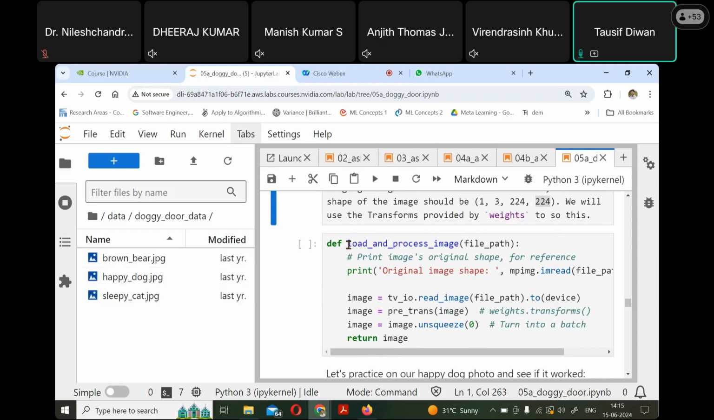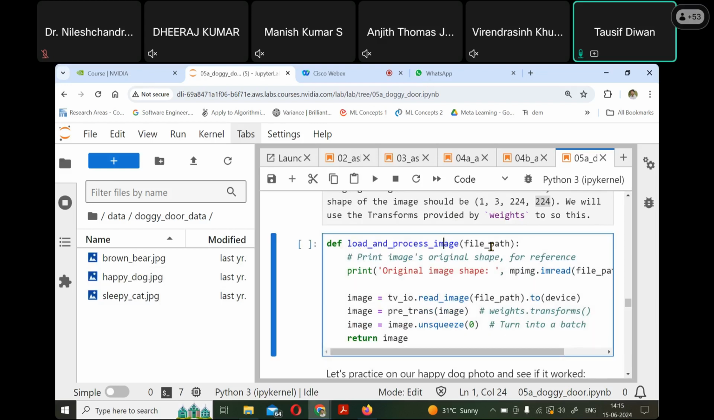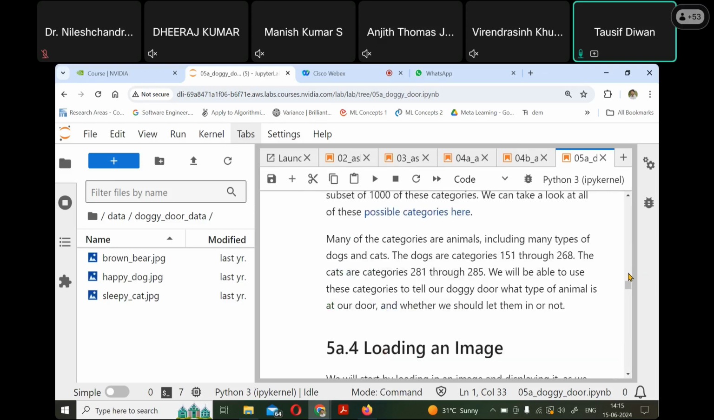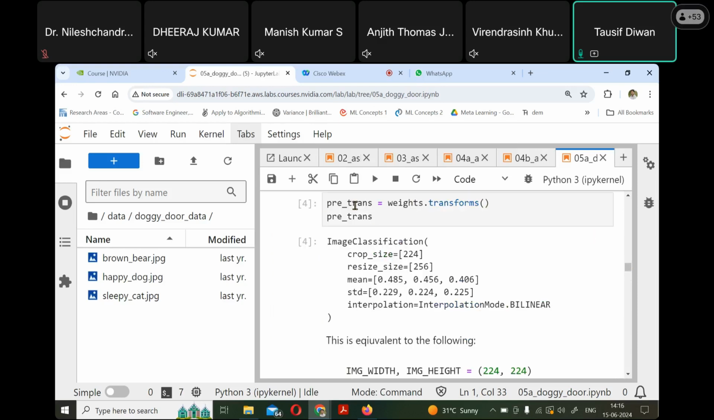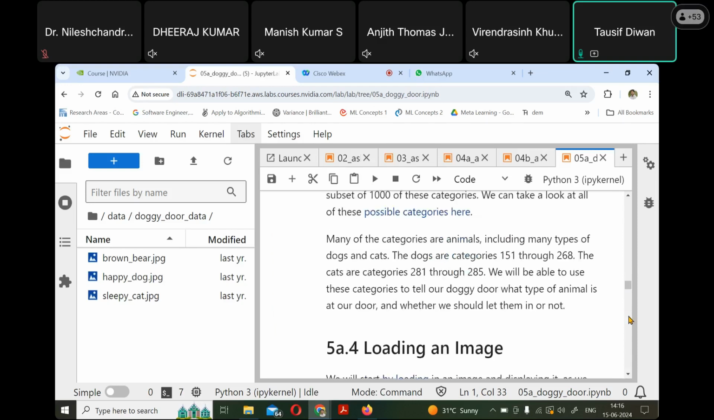So this is what we are writing: load and process images. Here we are passing the file path. First of all, we are printing the original image, then we are taking this file path and opening it in read mode. Then we perform this pre-trans on the image. It is nothing but the weight transformation. We will see what we did in pre-trans. So this was my pre-trans, weight dot transform, which does this particular transformation of the original input.